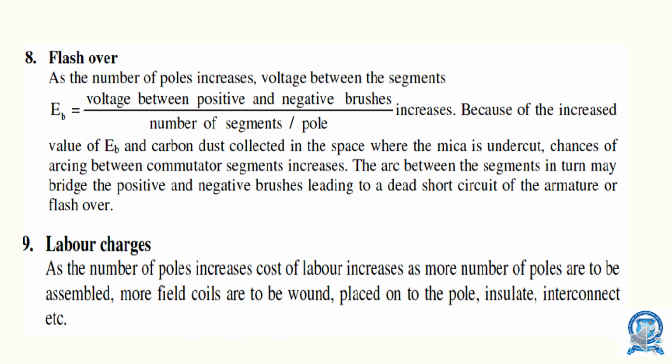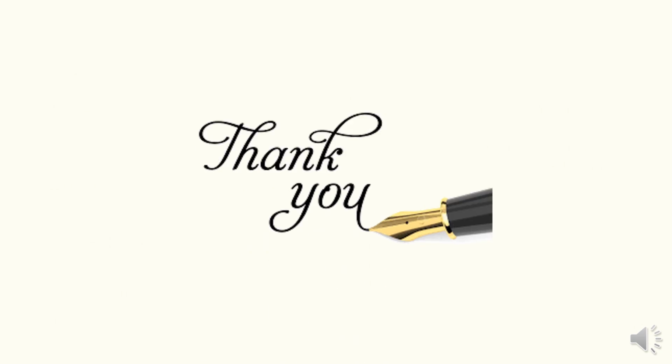The next parameter is the labor charge. As the number of poles increases, the cost of labor increases as more poles are to be assembled, more field coils are to be wound and placed on the poles, and insulation and interconnections, etc. are needed. So the work as well as the complexity increases. If you see the labor charge increased, it's all because the number of poles is increased. Once the number of poles increases, automatically the number of coils increases, so the assembling charge and the winding charge increase. Thank you.